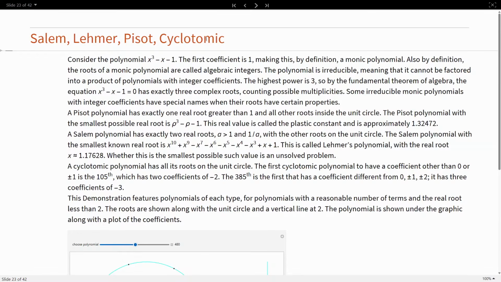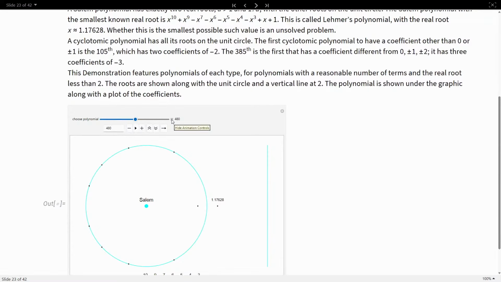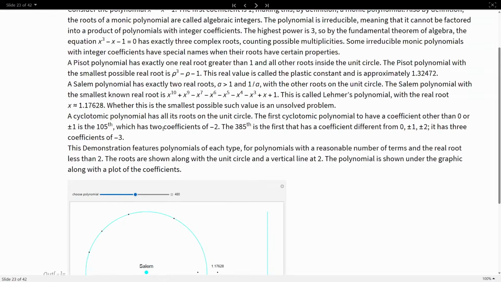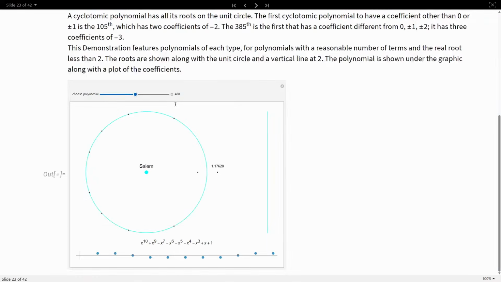Salem values. I just talked about the plastic constant. The first coefficient is 1, and we can take a look somewhere here in this list of 480 is the plastic constant. And I'll scroll back to that. But a different polynomial is the Salem polynomial. It has 2 roots that are off the unit circle. Everything else is on the unit circle.